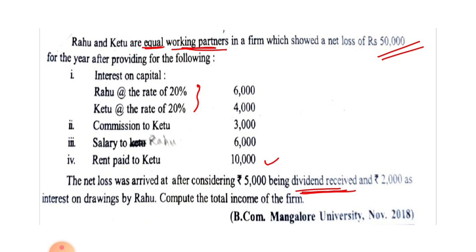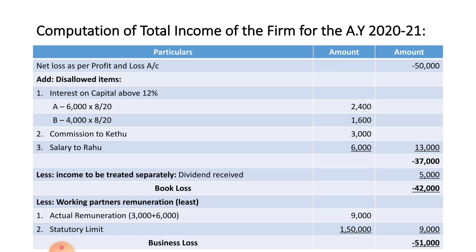Please go through that. Here you have to add disallowed items, you will arrive at the book profit, and from that when you deduct remuneration to working partners you get the business profit. Let us solve this problem. Computation of total income of the firm for the assessment year 2020-21.